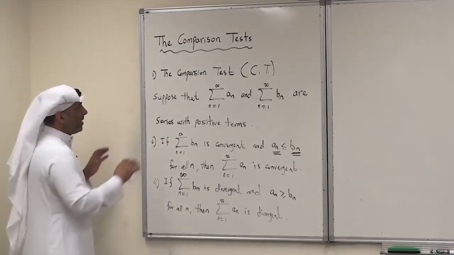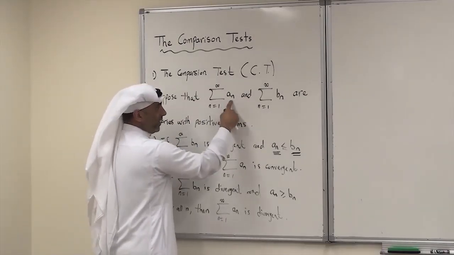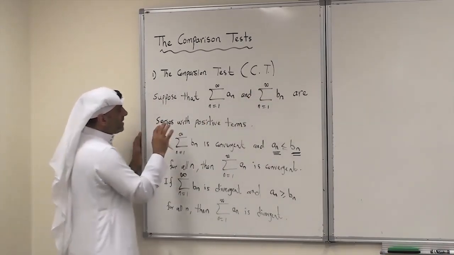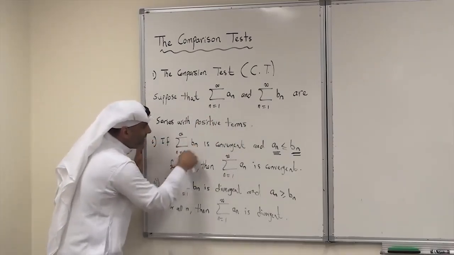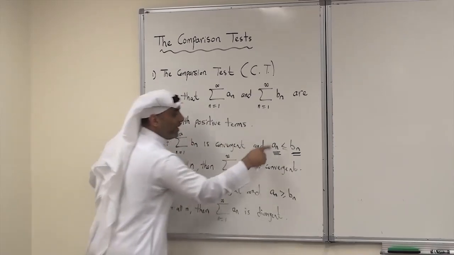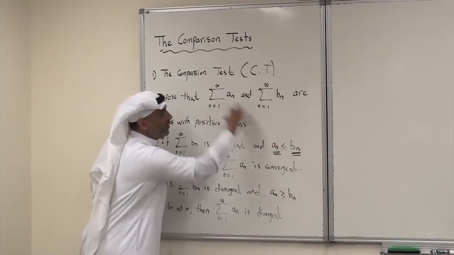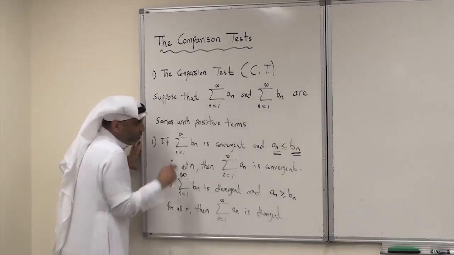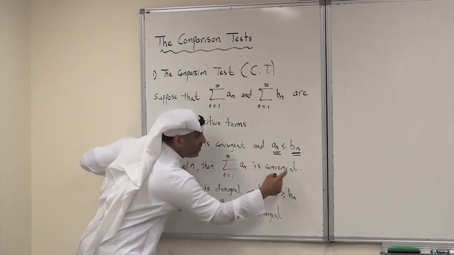The first one says, assume we have two infinite series, summation n equal to 1 up to infinity of an, and summation of n equal to 1 up to infinity of bn. These series are series with positive terms. Now the test says, if you know that the summation of bn is convergent, and you know an is less than or equal to bn for all n, so the terms of the series involving an are less than or equal to the terms of bn, then the conclusion is that the series n equal to 1 up to infinity of an is also convergent.